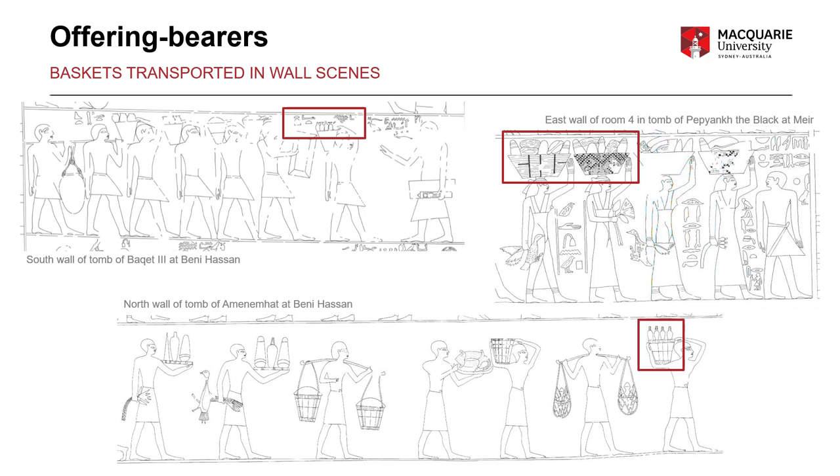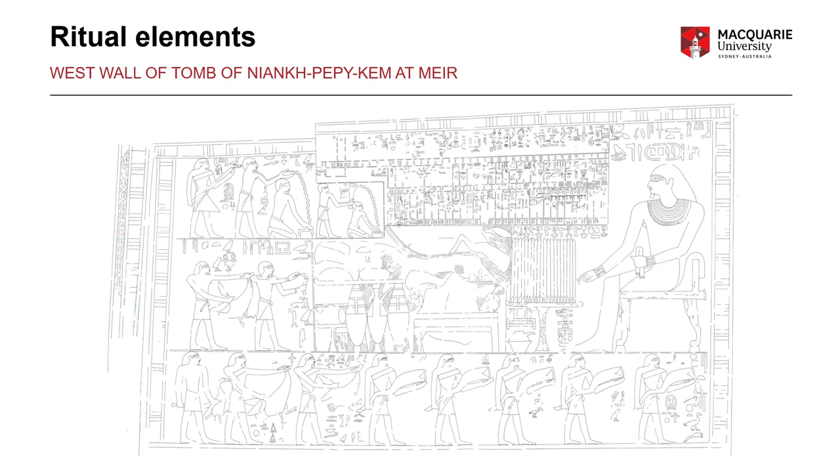Another difference in the offerings transported by bearers in wall scenes and funerary models is their portrayal of ritual elements. Wall scenes emphasize ritual through depicting bearers presenting a wide spectrum of ritual items and figures engaged in ceremonial activities. You can see an example of this here from the tomb of Niankhpepi Kem at Meir, where five men performing the purification ceremony appear in the first register. The leading man in the second register burns incense, and below is a line of offering bearers presenting forelegs and fowl, which were important cult offerings. All of the figures are oriented towards the tomb owner seated at the offering table.